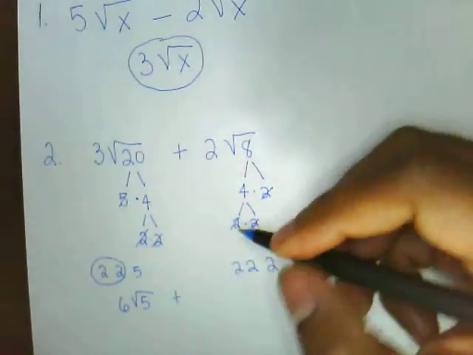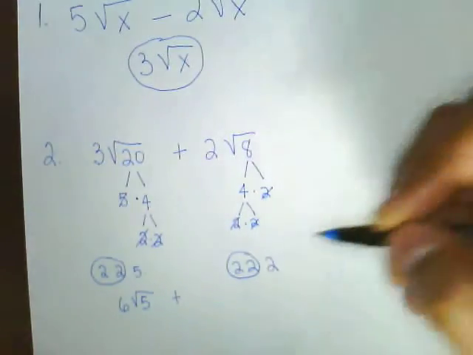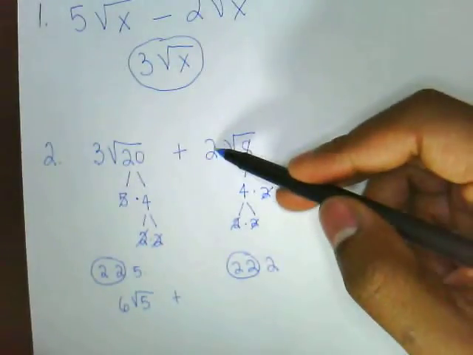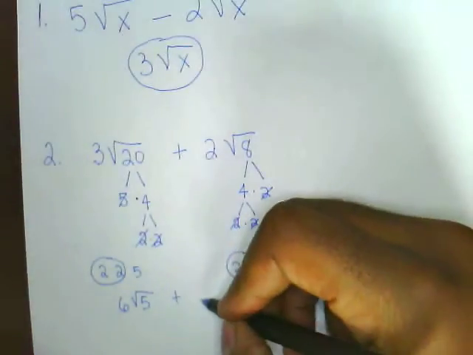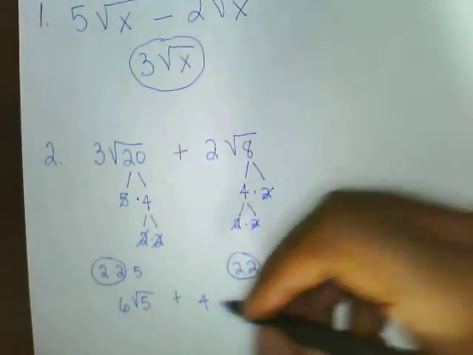What do we do first? Correct. You circle the pair. The pair goes on the outside. Well, there's already a 2 here, so you have 2 times 2 is 4. All that's left is this 2.